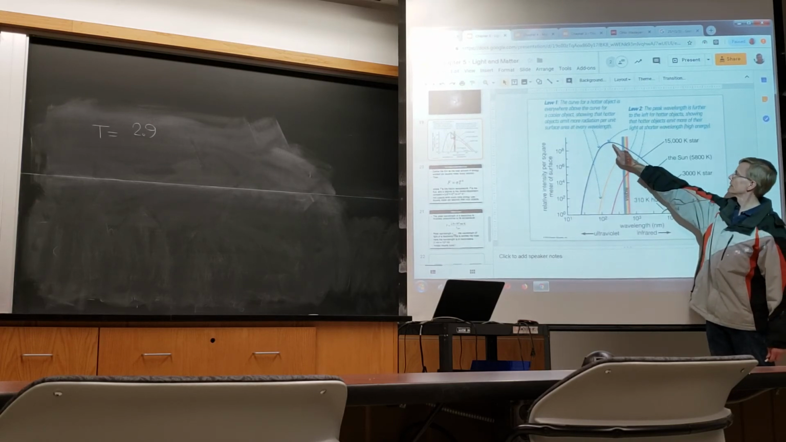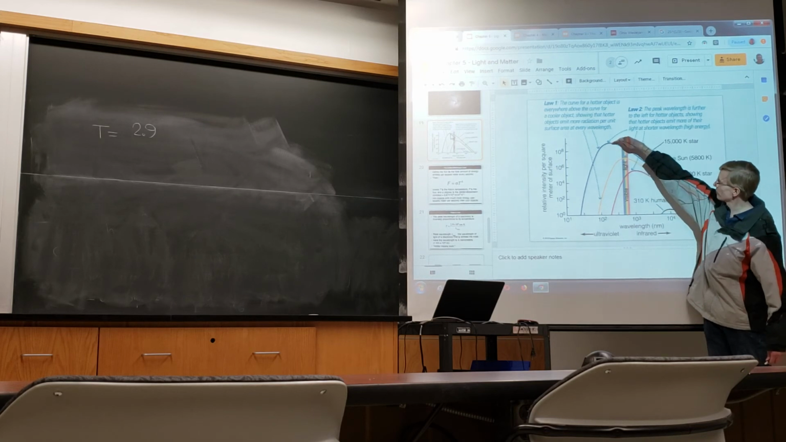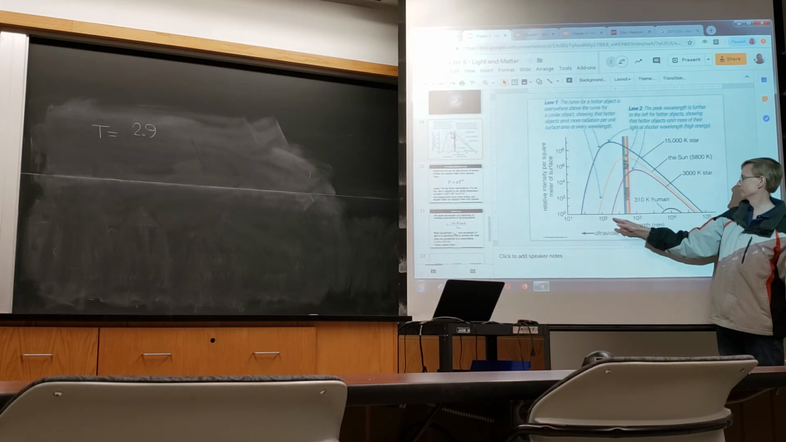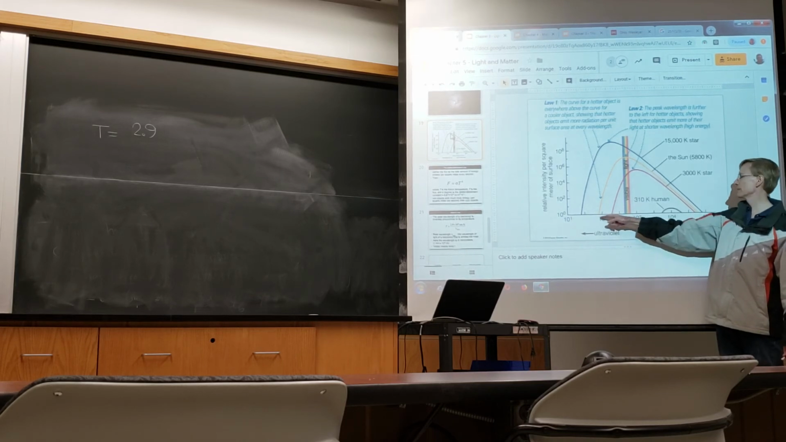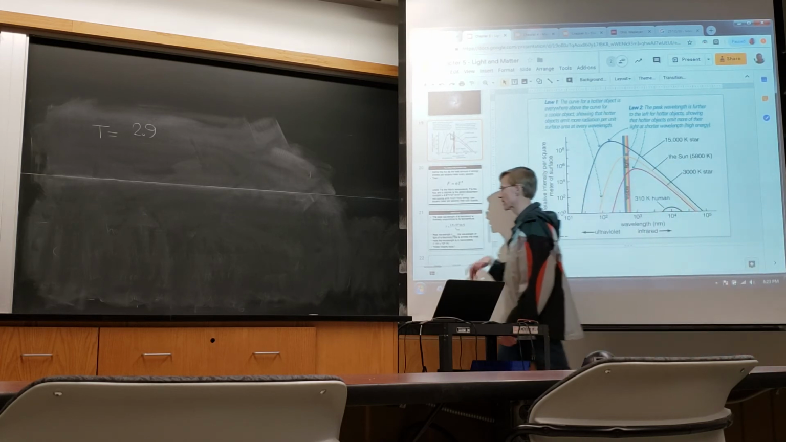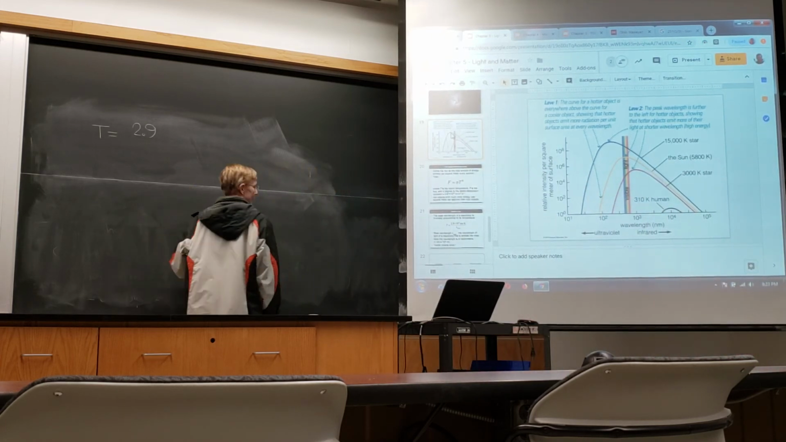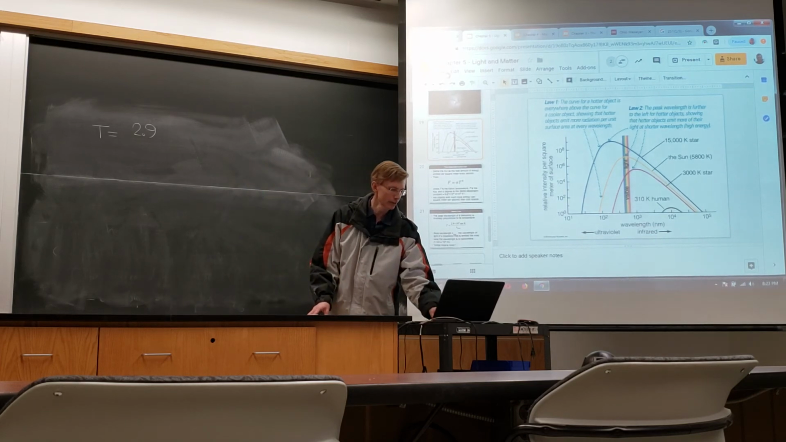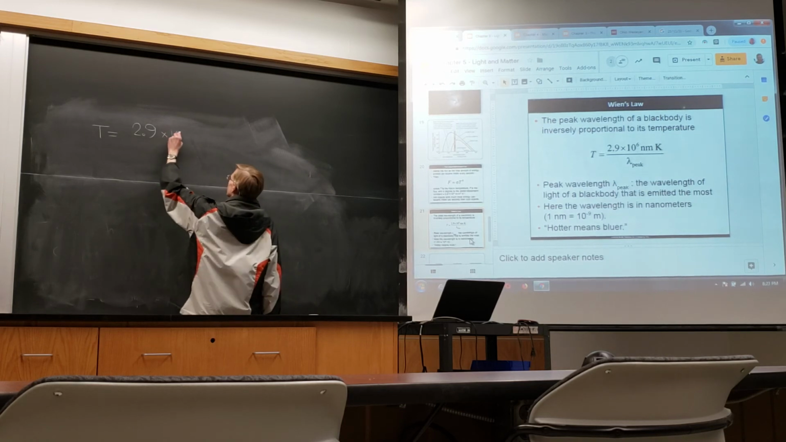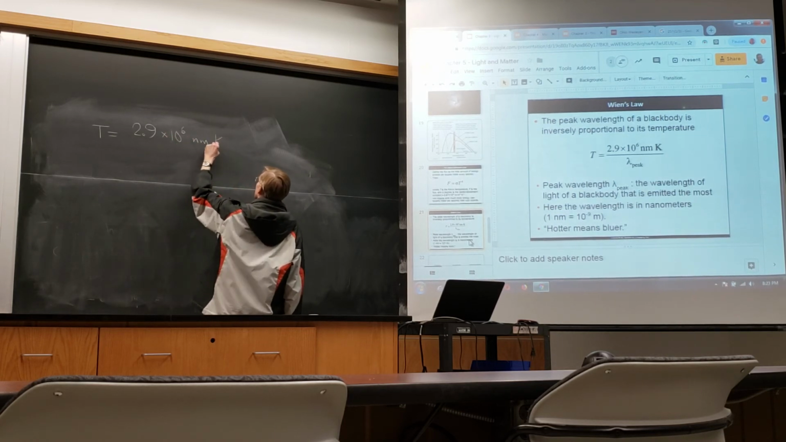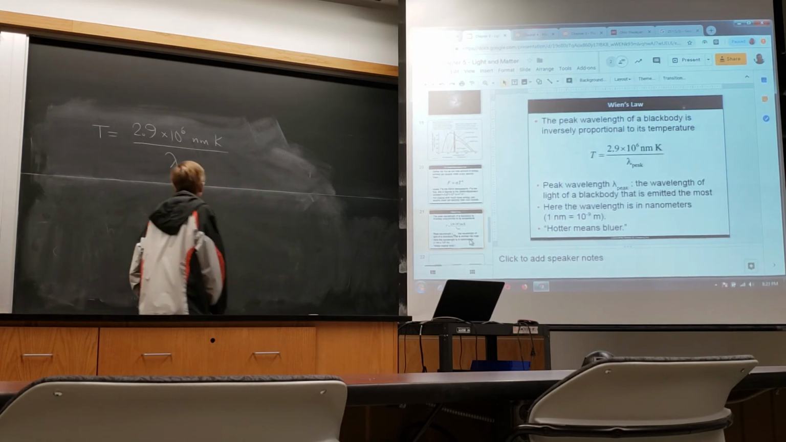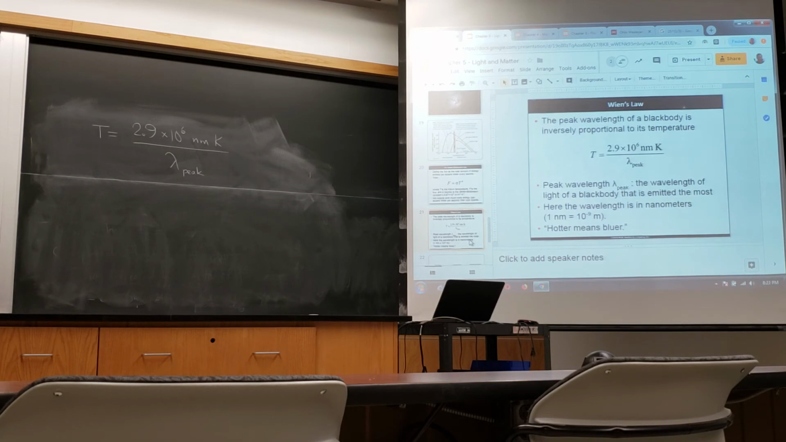So for this 15,000 Kelvin star, we drop down from the peak, and it looks like it's in between 10 to the 2 and 10 to the 3 nanometers. You'd be more precise than that. Anyway, the temperature equals 2.9 times 10 to the 6 nanometer Kelvin, divided by the wavelength where the curve has its peak.